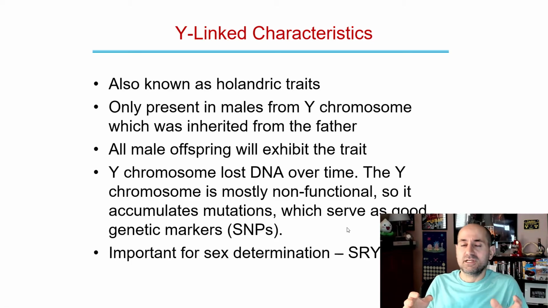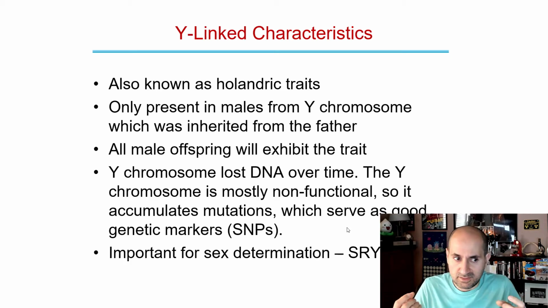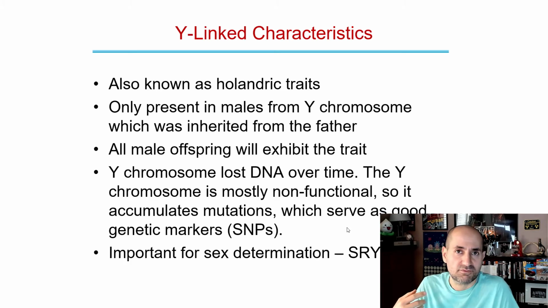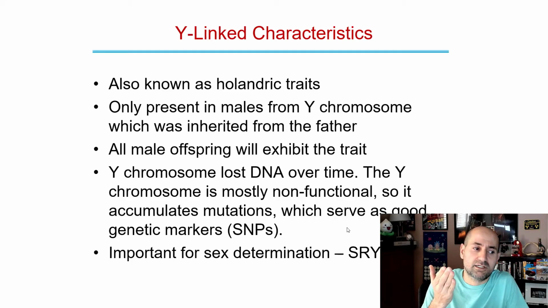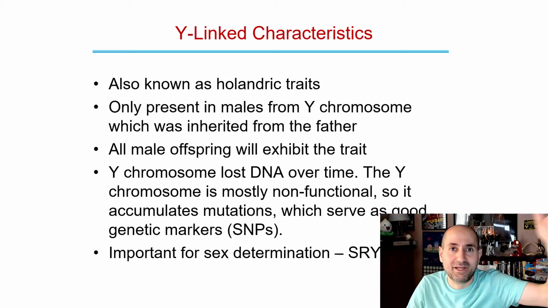The Y chromosome has lost a lot of DNA over time. A lot of the Y chromosome is non-coding information, and so it accumulates mutations quickly because it's not genic information. It's not information that's being used for anything. So you can look at those genetic markers, these SNPs, single nucleotide polymorphisms, and use that to trace your lineage back through your paternal past, if you will.